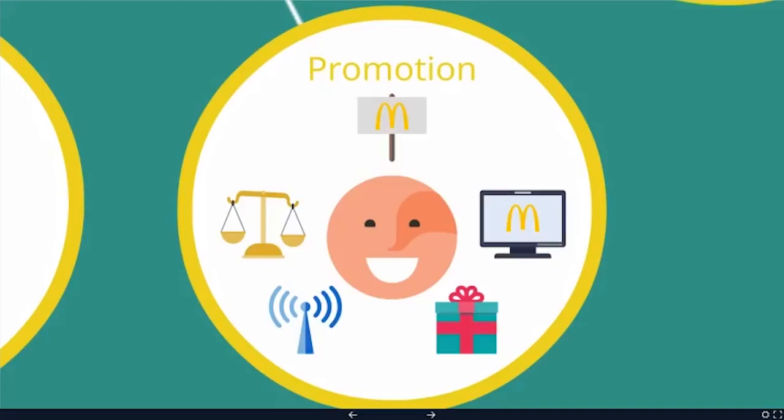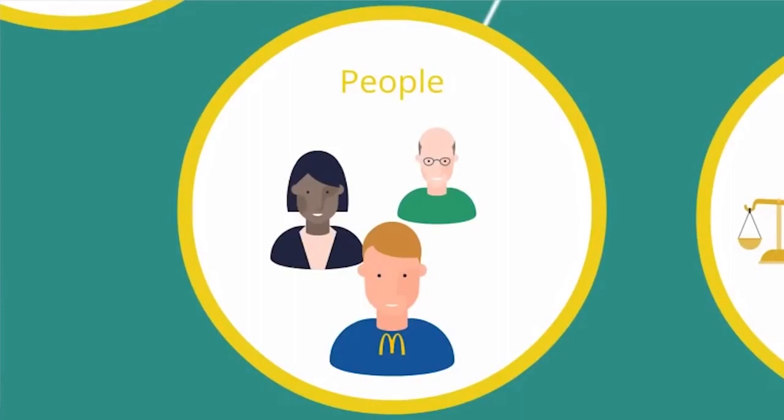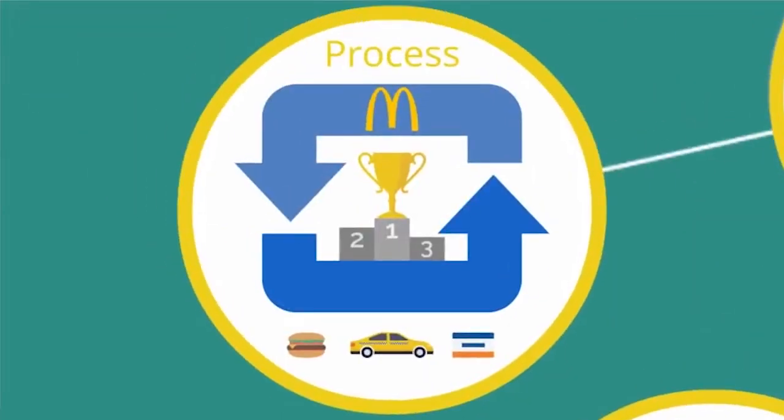Okay, so the next element that we look at is people. McDonald's have lots of different people involved in the organization who are helping to get their product or service to market. These include management, administration staff, and frontline customer service and sales staff.